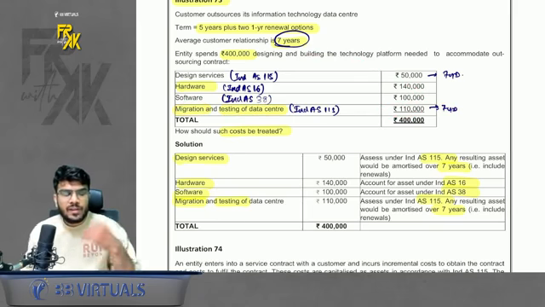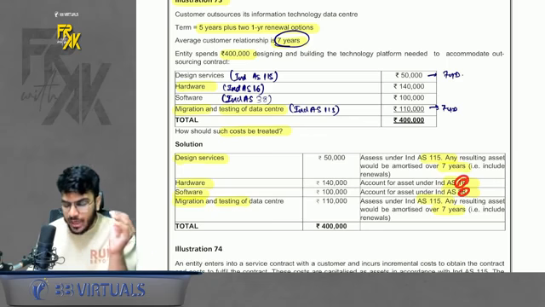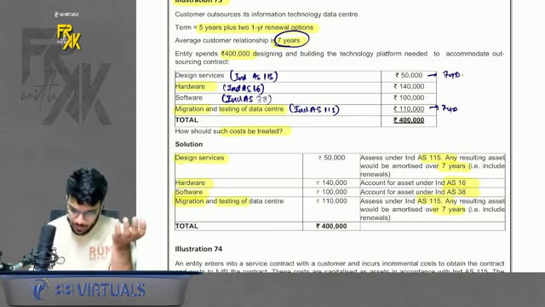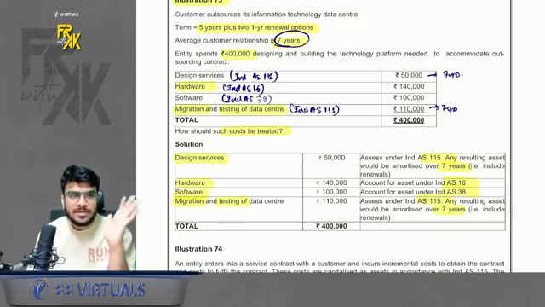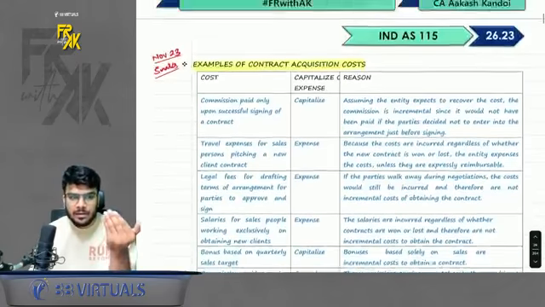Simple. So if that cost is covered under any other Ind AS, cover it under that respective Ind AS. If it is not covered under any other Ind AS, cover it under Ind AS 115 and amortize across the period of contract. Simple. So it is so simple. Yes, it is simple. This is contract cost.